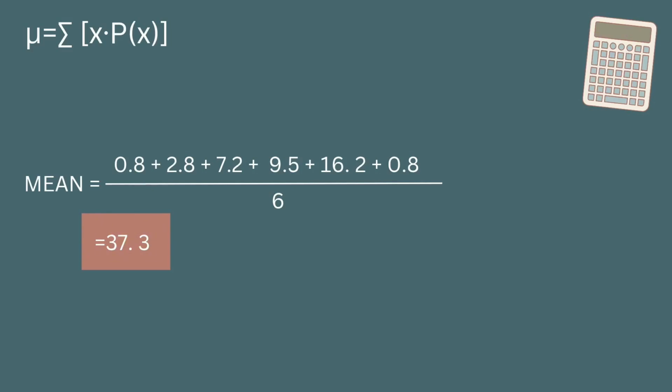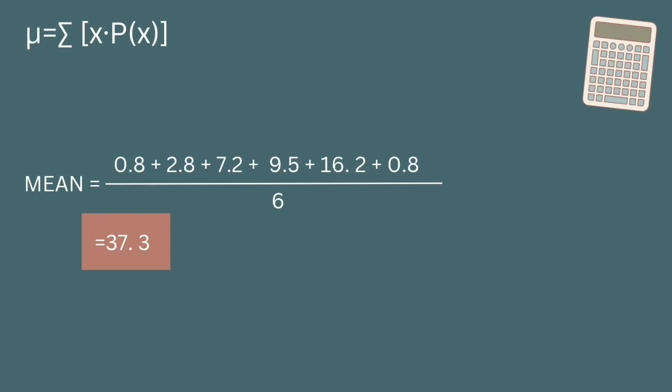Our mean is 37.3. So it is very crucial to be very careful in solving our mean or solving every part of this probability, because even just one mistake can affect all of our answers. So students, let us be careful in solving our probability or the situation given.